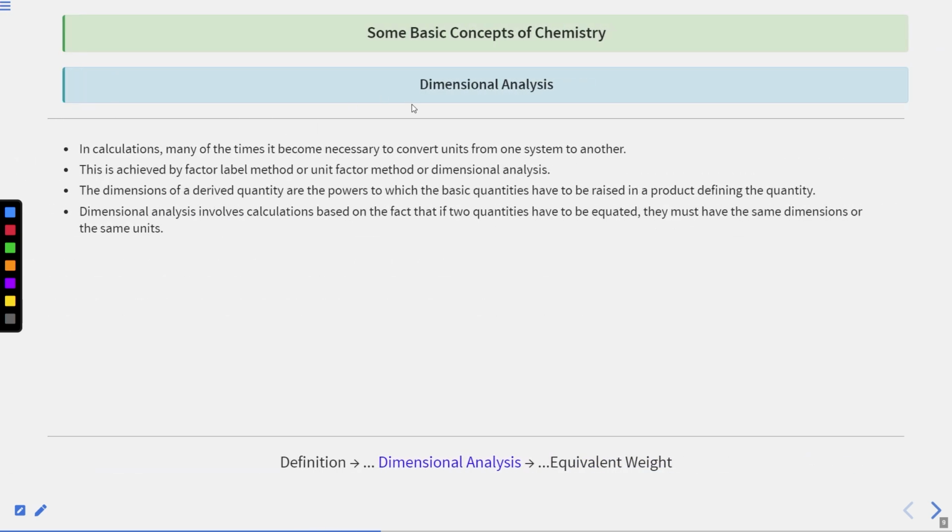Moving on to dimensional analysis. In calculation, many times it becomes necessary to convert units from one system to another. This is achieved by the factor label method, unit factor method, or dimensional analysis. The dimensions of a derived quantity are the powers to which the basic quantities have to be raised in a product defining the quantity. Dimensional analysis involves calculations based on the fact that if two quantities have to be equated, they must have the same dimensions or same units. Okay, if we are equating two quantities, they have to be the same in dimensions or units.